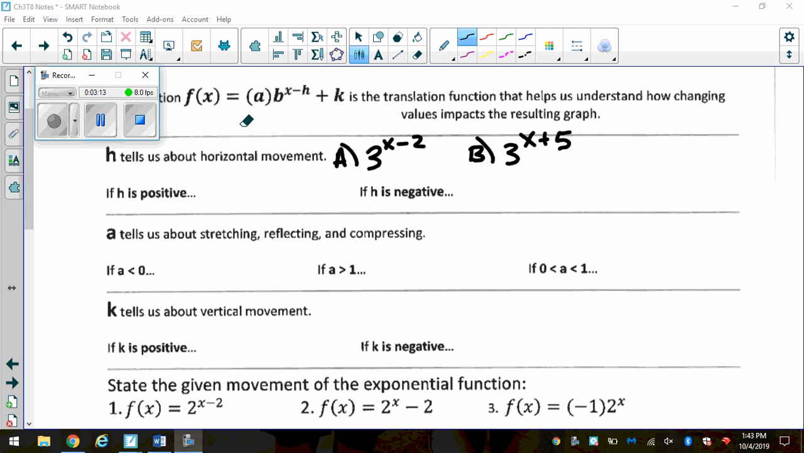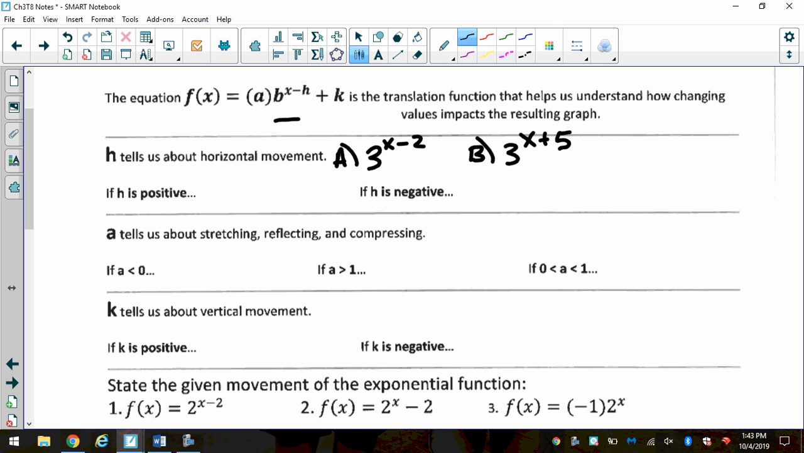On your next page, when you have a function here in standard form, we just said a was the y-intercept. Now h and k tell us how our graph's going to be moving. So h always moves our graph left and right, and k is going to be moving your graph up and down. It all depends on your function.